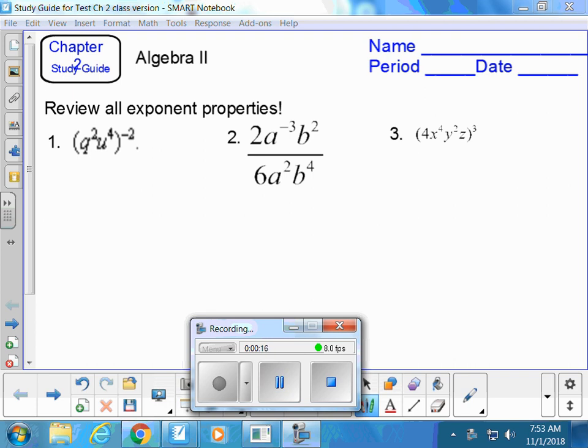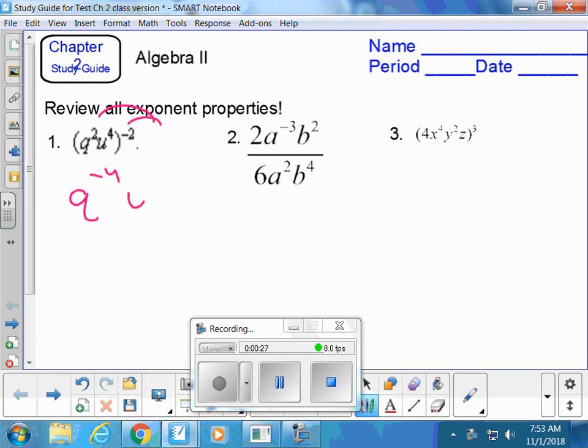Number one, I had 6 board buddies come up to the board, and I've got some bad news. None of them quite remembered how to finish the problem off. So they all distribute this -2 properly, giving them Q to the -4 and U to the -8. But we never, ever, ever leave any negatives in our final answer, do we?